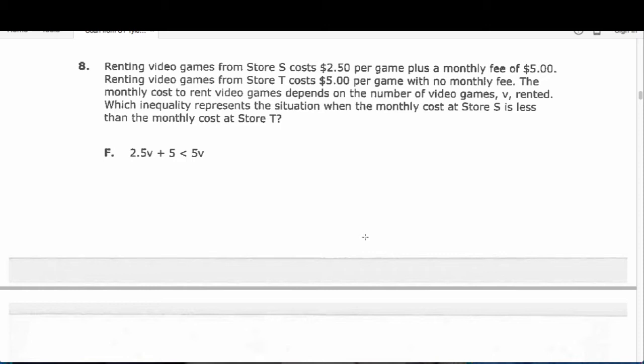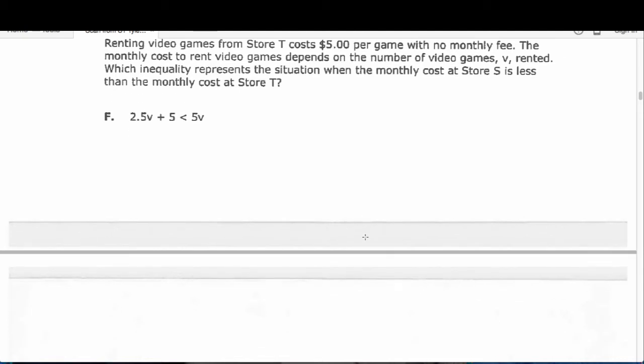Question 8. Renting video games from Store S costs $2.50 per game plus a monthly fee of $5. Renting video games from Store T costs $5 per game with no monthly fee. The monthly cost to rent video games depends on the number of video games, V, rented. Which inequality represents the situation when the monthly cost at Store S is less than the monthly cost at Store T?